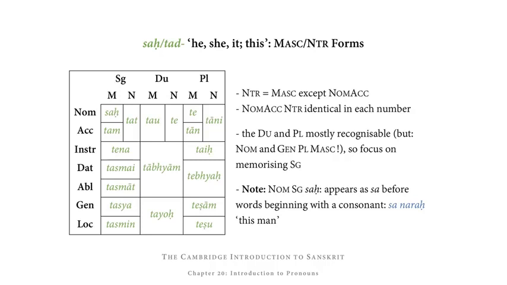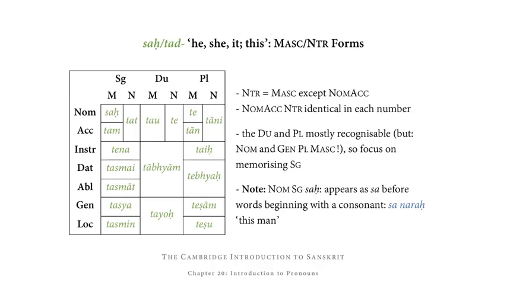Then in the instrumental, we have an ending that's again just like nara. But then in the dative, we have a slightly different stem, namely not just t, but tasm. And then we have an ending ai that is different from what we've encountered in most forms so far. Then in the ablative, we have an ending at that we know from, for example, short a stems. But again, we have this slightly extended stem, so tasm. Then in the genitive, we have an ending that we know, for example, from narasya. But then in the locative, we have an ending that is completely unknown, at least on the basis of what we've seen so far in noun stems.